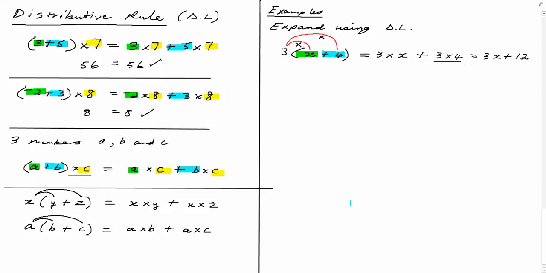And then evaluate any numerical term. So 3 times 4 we can evaluate as 12. 3 times x, you've got 3 lots of x, we can write that as 3x.